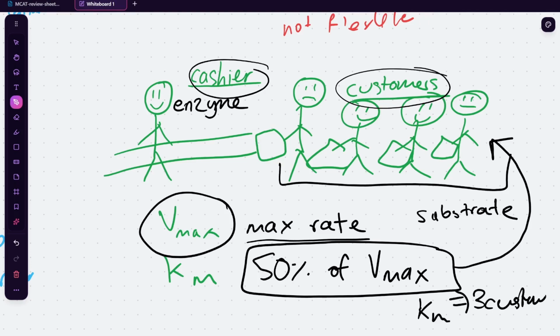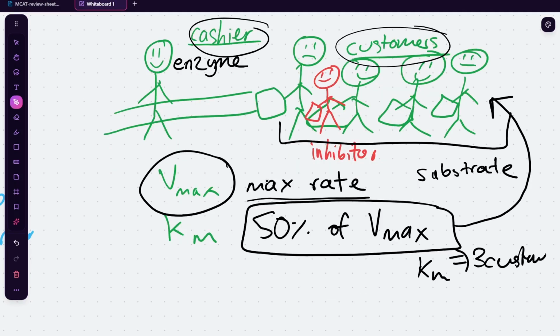So when you have competitive inhibition, you have an inhibitor. In any type of inhibition, you have an inhibitor, obviously, so I drew the inhibitor there. In competitive inhibition, your inhibitor is like a fake customer that joins the line and looks like a real customer. So the cashier wastes time on them instead of spending more time with the real customers. Remember that it competes for the active site.